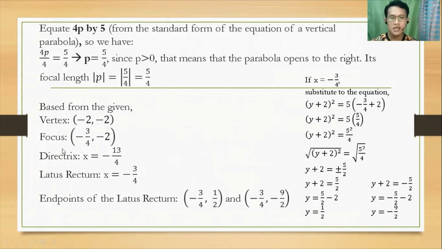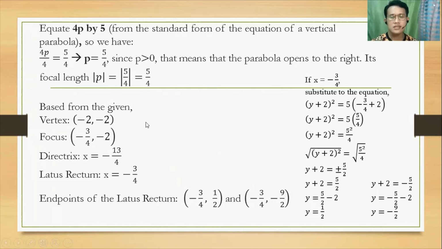And for the focus, for the y variable, the same y variable for your vertex and for your focus. And then for the x variable, you need to combine the focal length. Since it is opening to the right, so the focus will be plus, okay? Negative 2 plus 5 over 4, that is negative 3 over 4. Next.